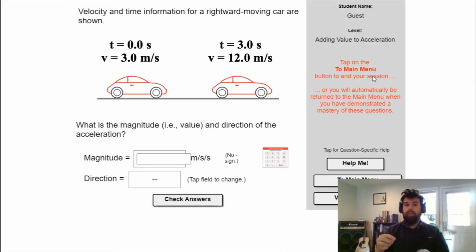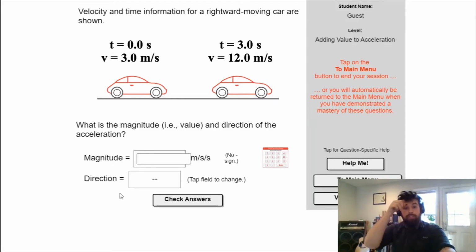Now pay close attention because for this video I am going to jump back and forth a little bit between the concept builder and another page that's just going to help me write some things down. But let's take a look at this first problem. It's got a car moving rightward, shown with the time at 0 seconds, moving all the way to 3 seconds. So this is a 3-second interval in which they started at 3 meters per second, shown here, and they sped up to 12 meters a second. And we are just trying to figure out what the magnitude and the direction of acceleration are.